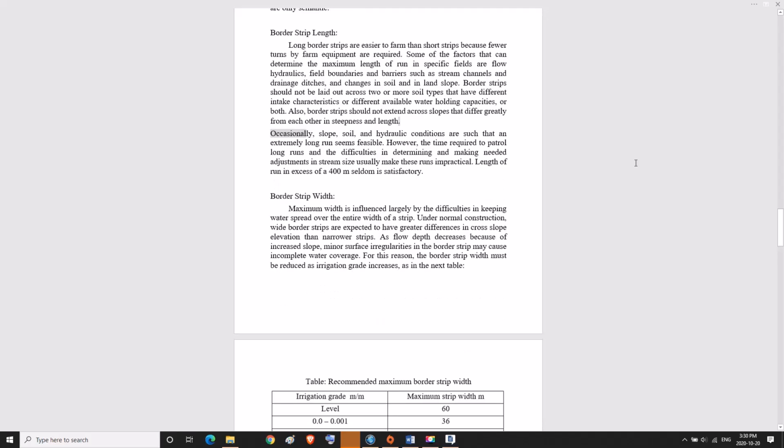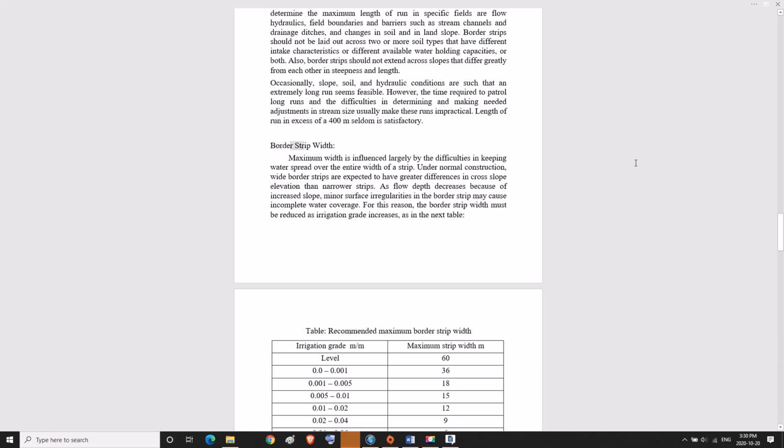Occasionally, slope, soil, and hydraulic conditions are such that an extremely long run seems feasible. However, the time required to patrol long runs and the difficulties in determining and making needed adjustments in stream size usually make these runs impractical. Length of run in excess of 400 m seldom is satisfactory.